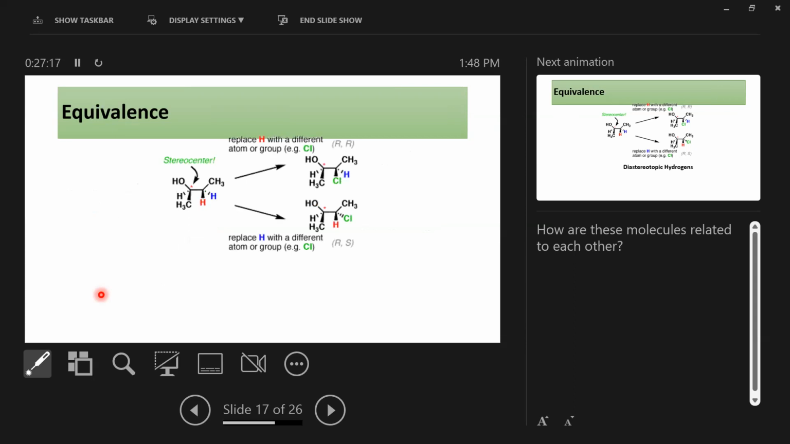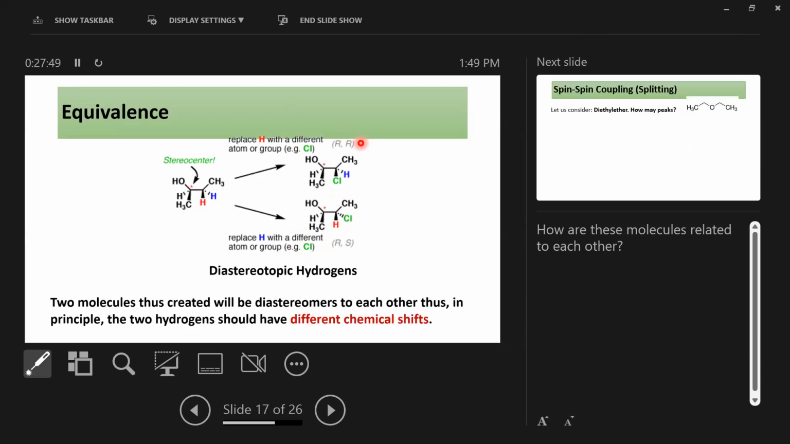Equivalence. Now, if we have this, we identify this as a stereocenter, right? And replace one of the red hydrogens with a different atom or group, with the chlorine, same thing with the blue hydrogen. We have RS, RR. These are now called diastereotopic hydrogens. Yes, the stereochemistry is coming right back. The two molecules created will be diastereomers to each other. In principle, these two hydrogens should have different chemical shifts, but they typically tend to have the same.